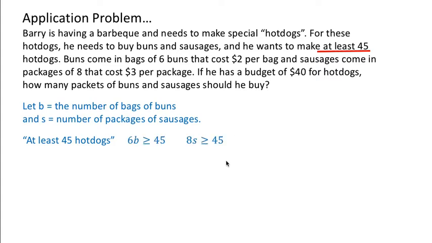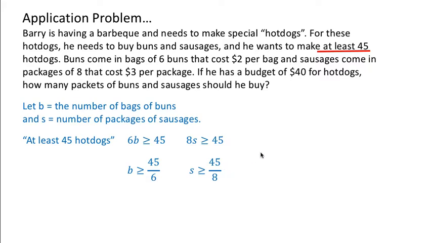So he needs 6 times the number of bags of buns has to be 45, and 8 times the number of packets of sausages has to be 45. Or let's simplify that. B is greater than 45 on 6, which, by the way, is 7.5, and S has to be greater than 45 on 8, which is 5.65.